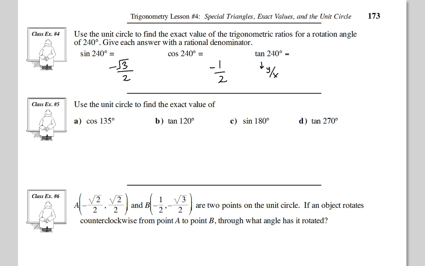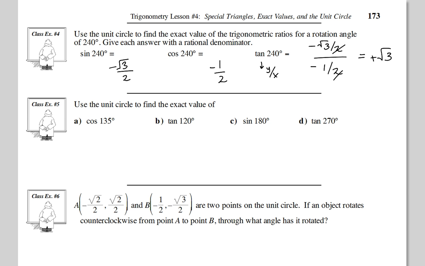So you've got to take your answer for the sine and divide it by the answer for the cos. Okay, and the 2's will cancel, the negatives will cancel, and you're left with positive root 3. If you're not sure how those cancel, you need to multiply by the reciprocal, and you'll see that they'll cancel.